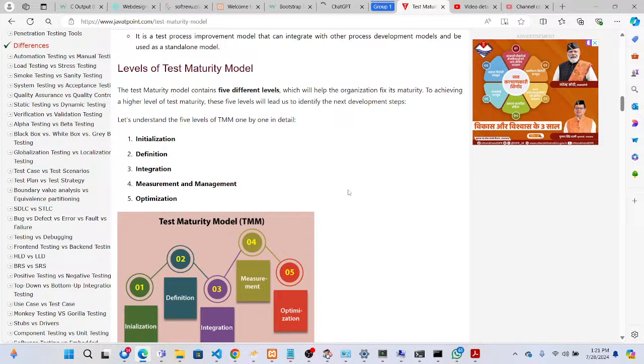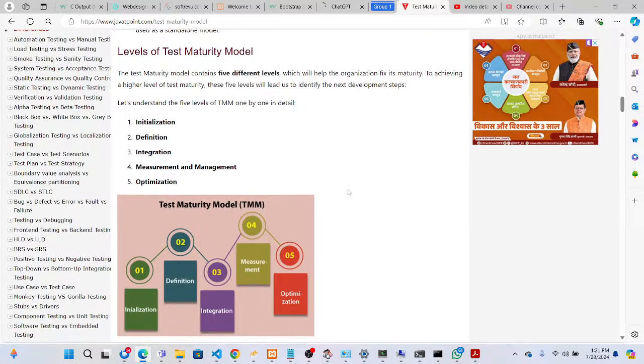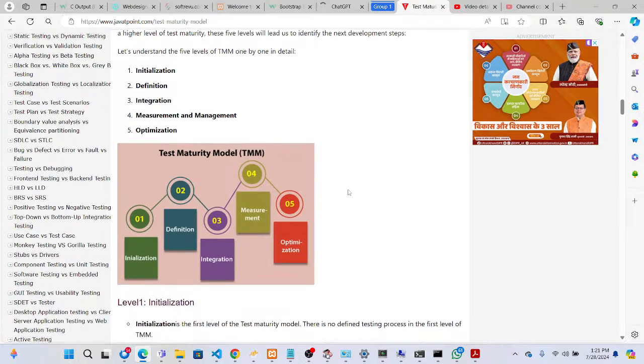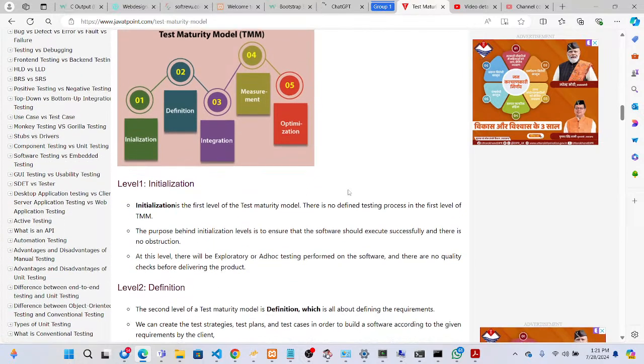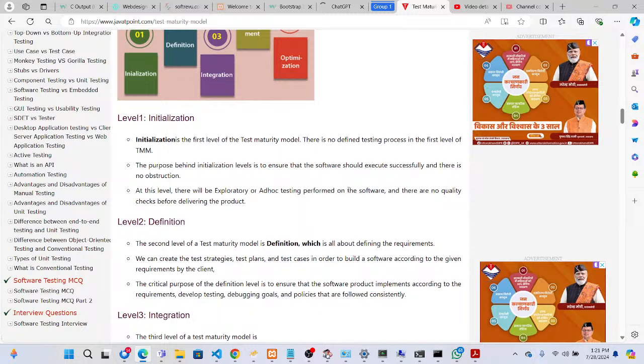That is initialization, definition, integration, measurement and management, and optimization. There are 5 different levels: initialization, definition, integration, measurement, and optimization. Initialization is the first level of the testing model. There is no defined testing process in the first level of TMM.